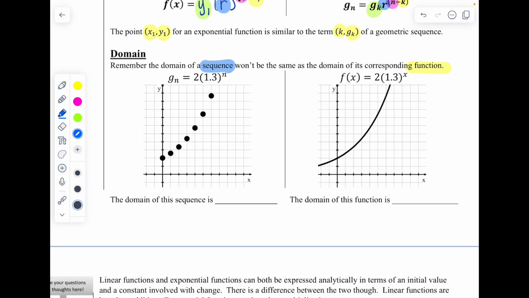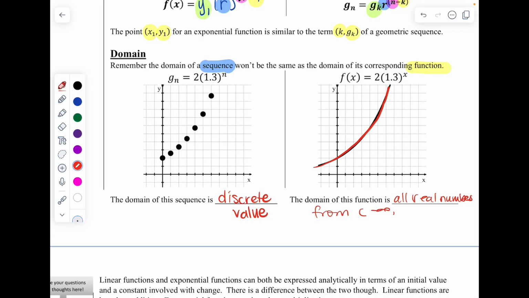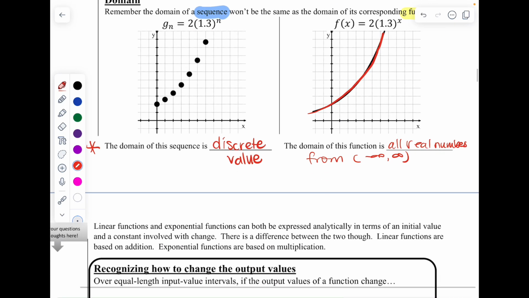Remember that a sequence is distinct or discrete values, okay? So the domain of the sequence is discrete, meaning there are no values in between their specific points. Where the domain of the function on the right, we know we go from right to left, is every value, or all real numbers, from negative infinity to infinity. So this is the difference between the two, that their domains are different.